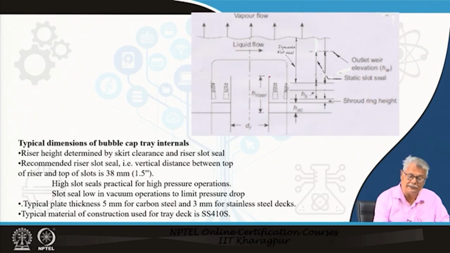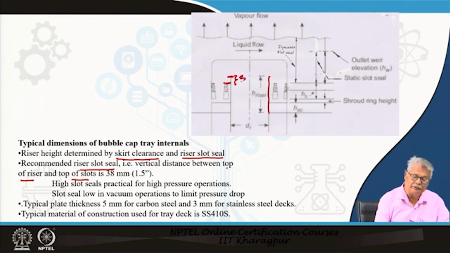We have to specify the riser height. The riser height is determined by the skirt clearance and the riser slot seal. We know what the slot seals are, and the recommended riser slot seal, that is the vertical distance between the top of the riser and the top of the slots, is typically 38 mm, which is about 1.5 inches.